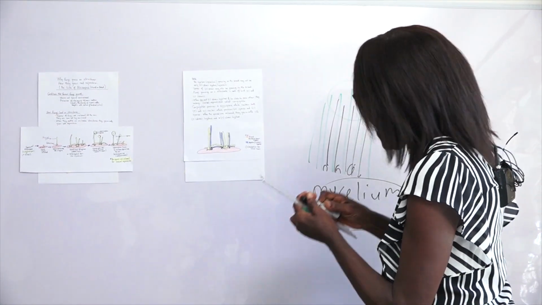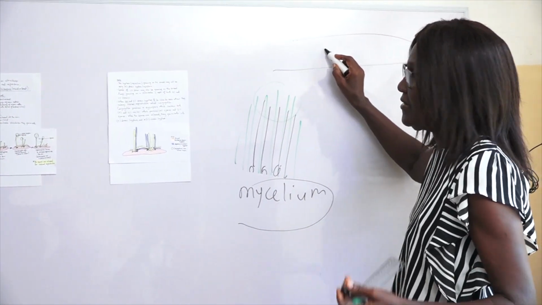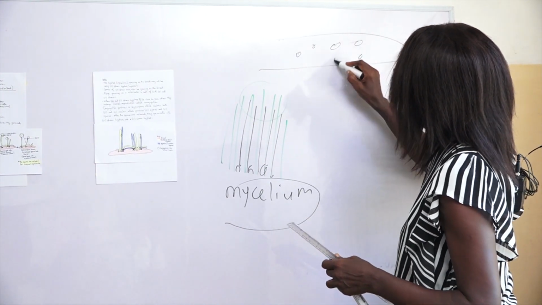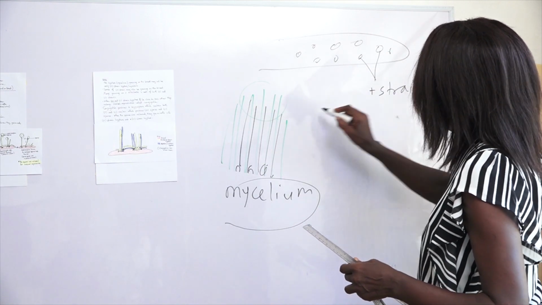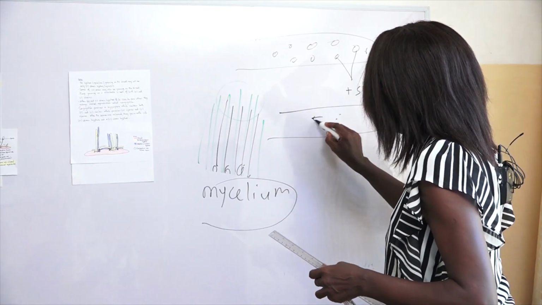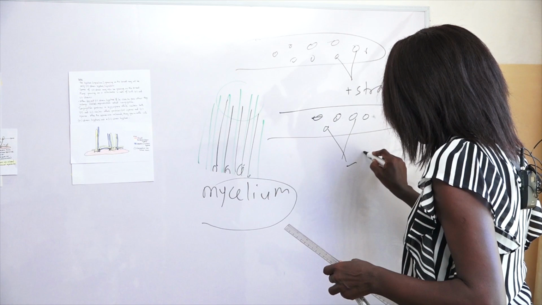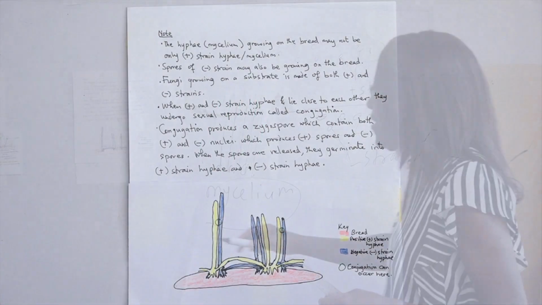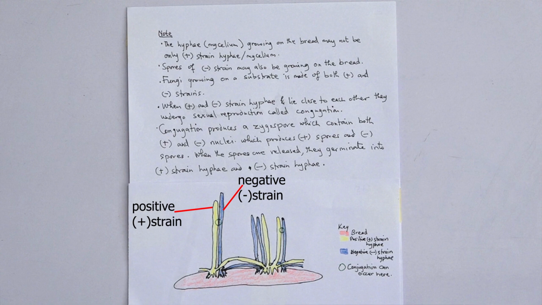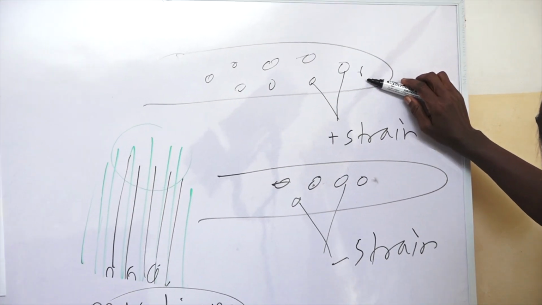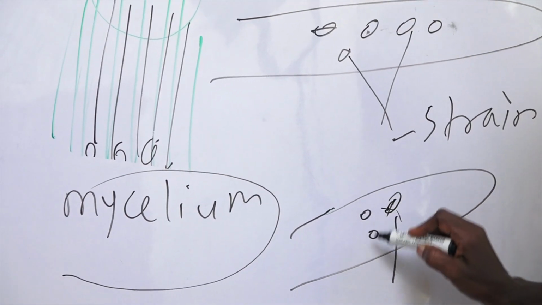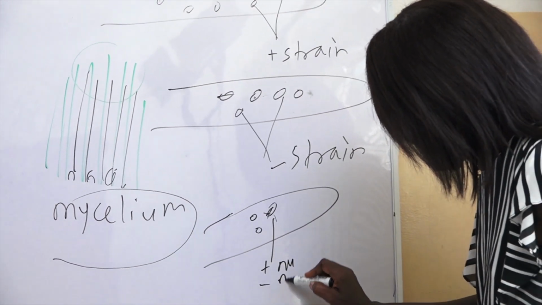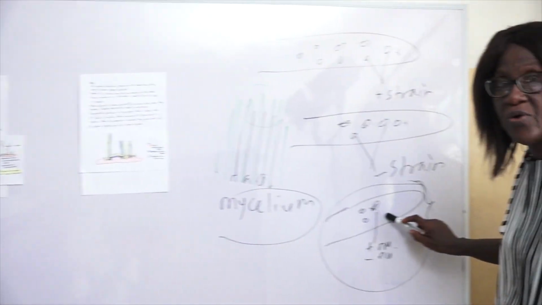So if you have a hypha of a fungus, and there are so many nuclei in it, all the nuclei can be positive strain. You can also have another hypha where all the nuclei are negative strain. So if a positive strain and a negative strain are lying together, there will be sexual reproduction between the two. Hyphae with positive nuclei, hyphae with negative nuclei. You can have a few hyphae that have both positive nuclei and negative nuclei. Those are the ones that have undergone sexual reproduction.